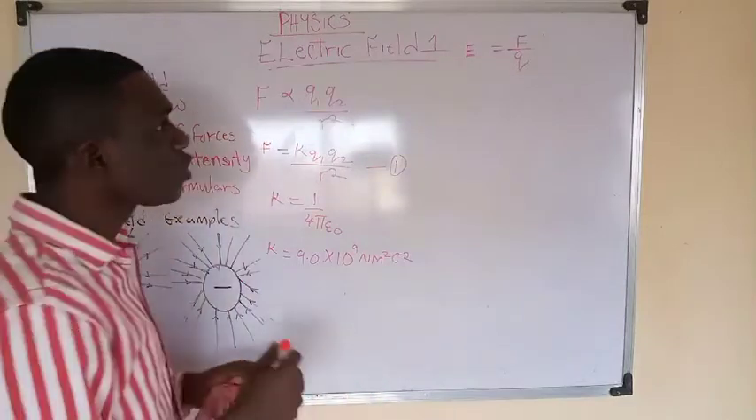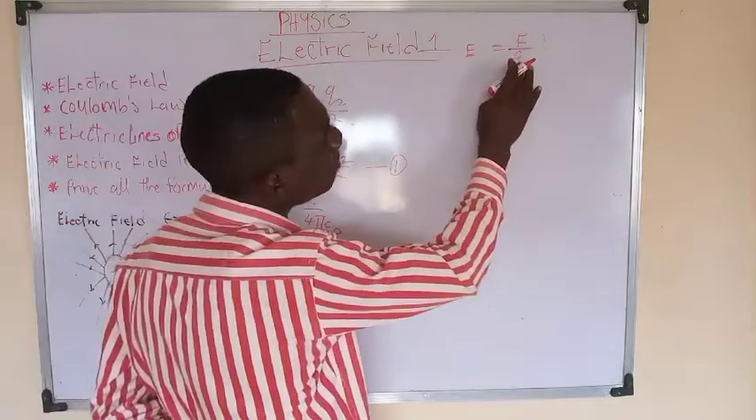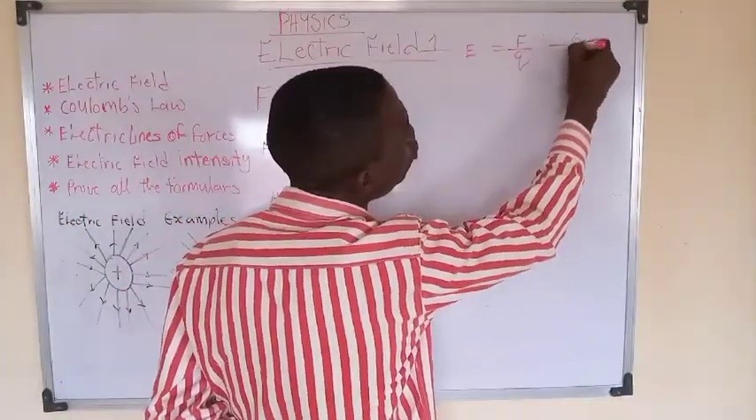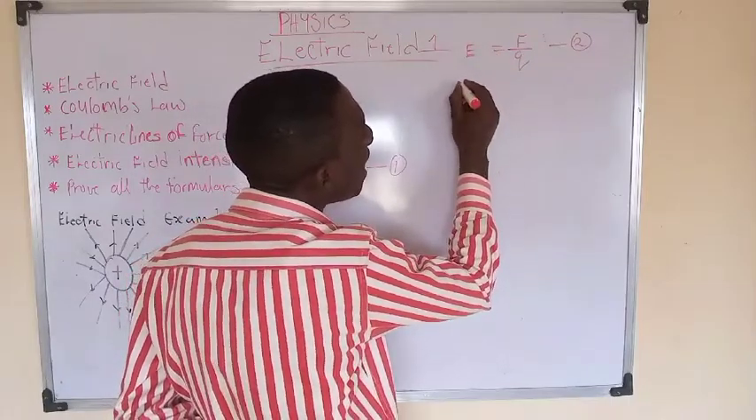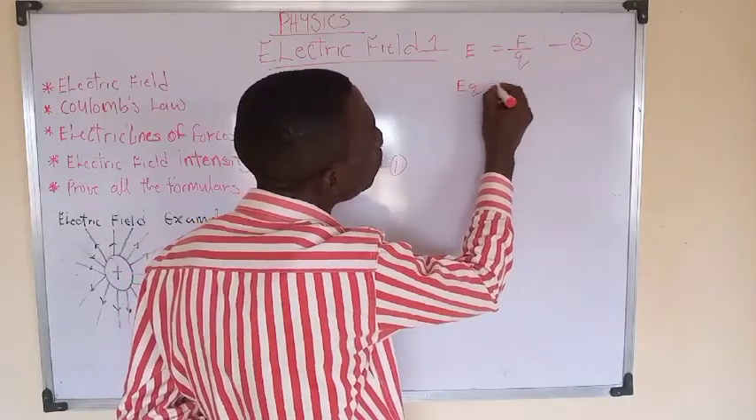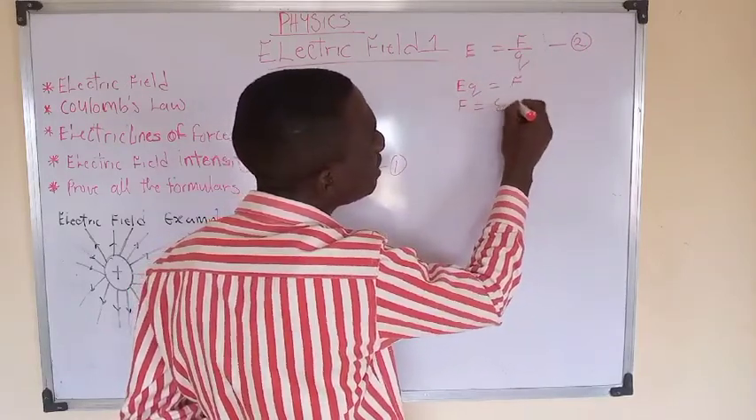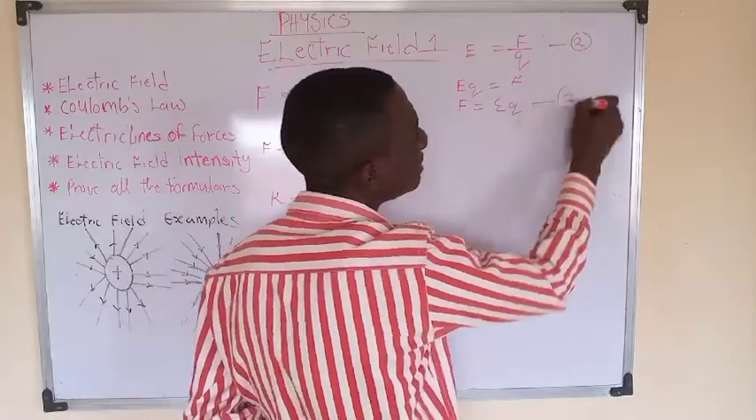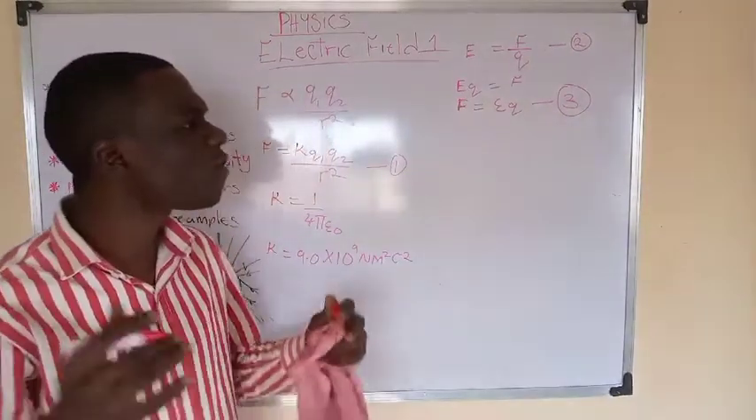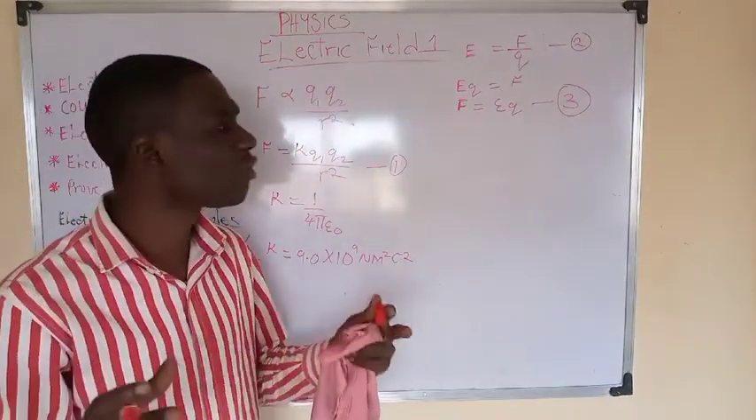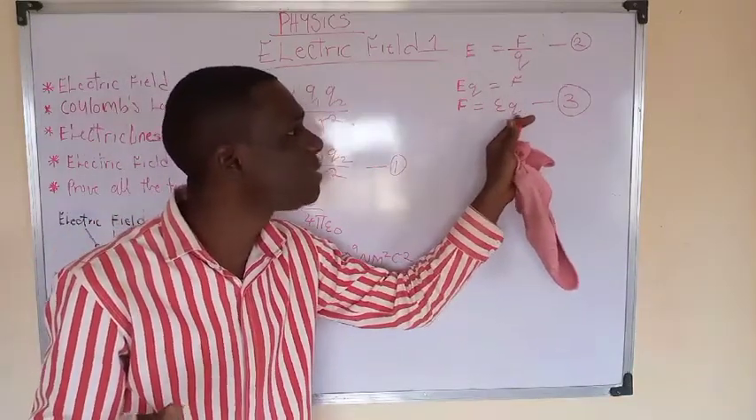Coulombs. So now, from our equation 1, if I cross multiply, let's call this equation 2. If I cross multiply this times this, that means EQ equals F, which I can say F is equal to EQ. I can call this equation 3. That means another formula for calculating the force of attraction between 2 point charges can also be given by this formula: electric field intensity times Q.